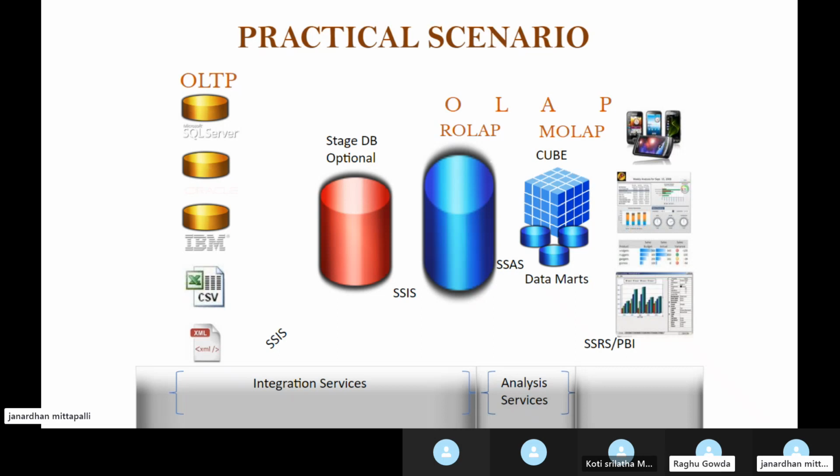In OLAP, all data will be denormalized, but in OLTP, all data will be normalized. Good. Apart from that, in OLAP, updates will be done in batches, but in OLTP, updates go on continuously. Yeah, good. Very good, Raghu.